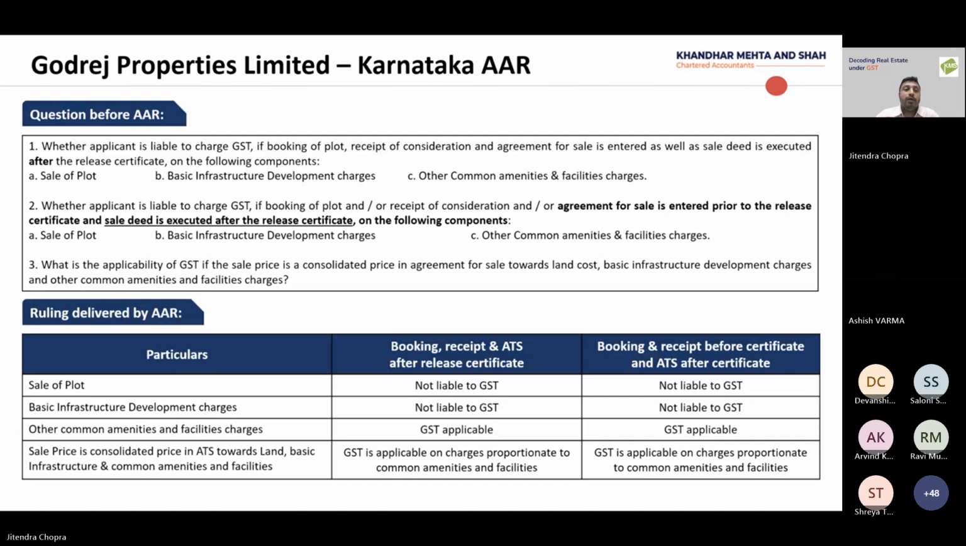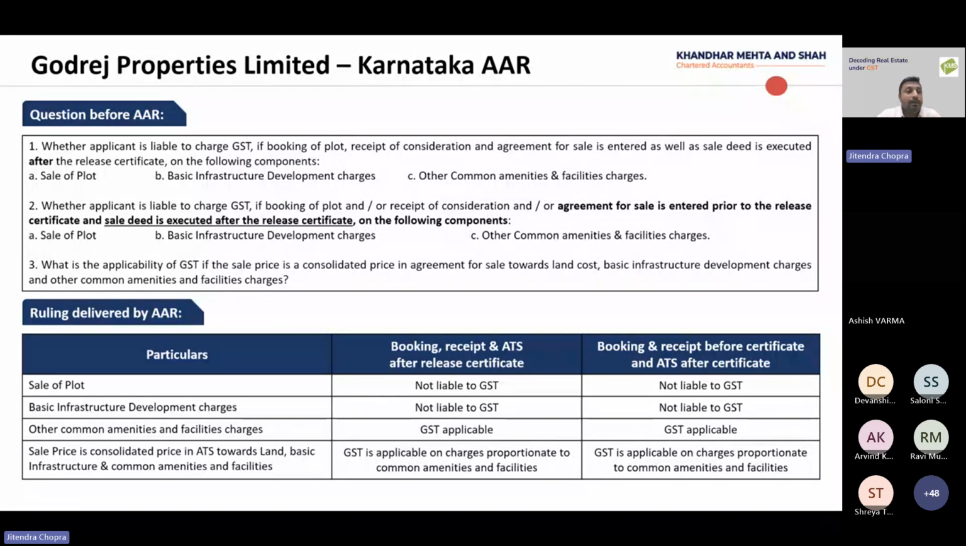One of the most advanced rulings on plotting projects is the Godrej Properties ruling. This Godrej Properties ruling is very important because it separates land, basic development, and amenities. According to this ruling, basic development may remain non-taxable, while amenities and facilities may become taxable. So separate bifurcation and agreement drafting become critical.